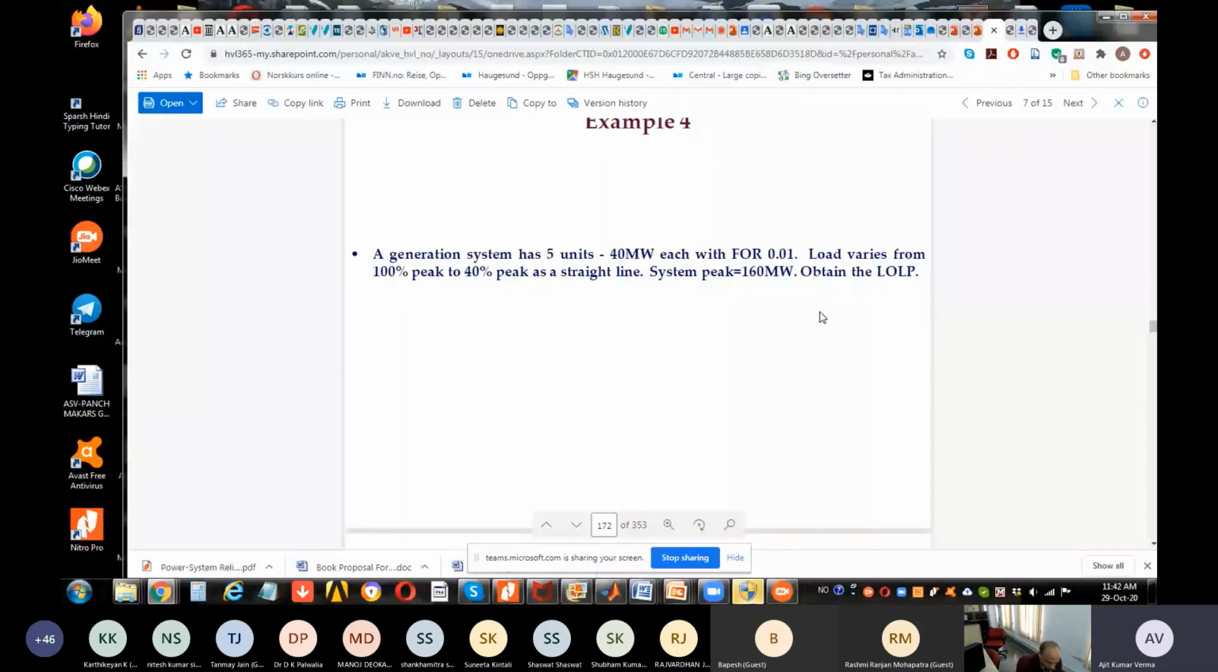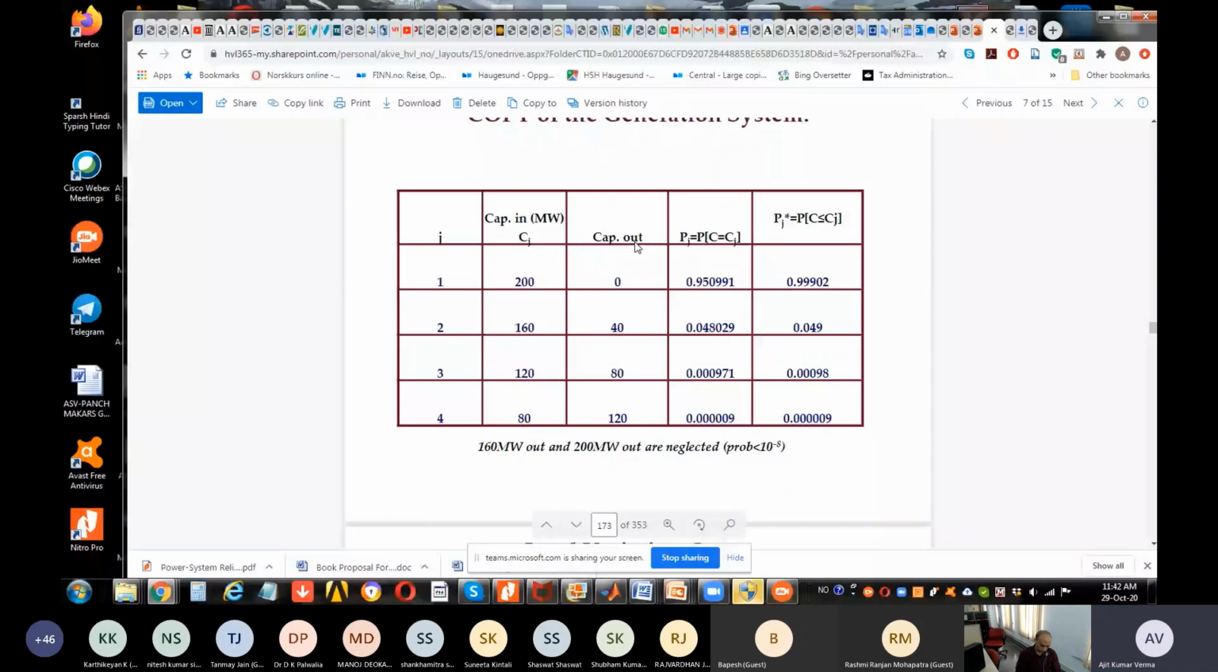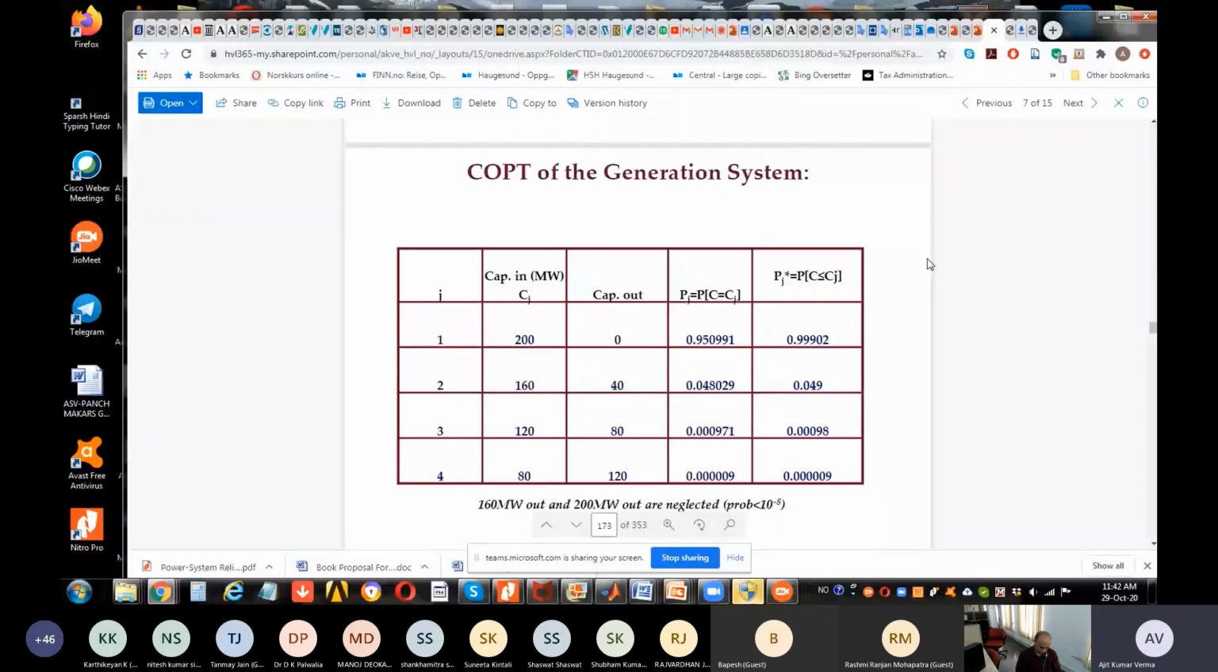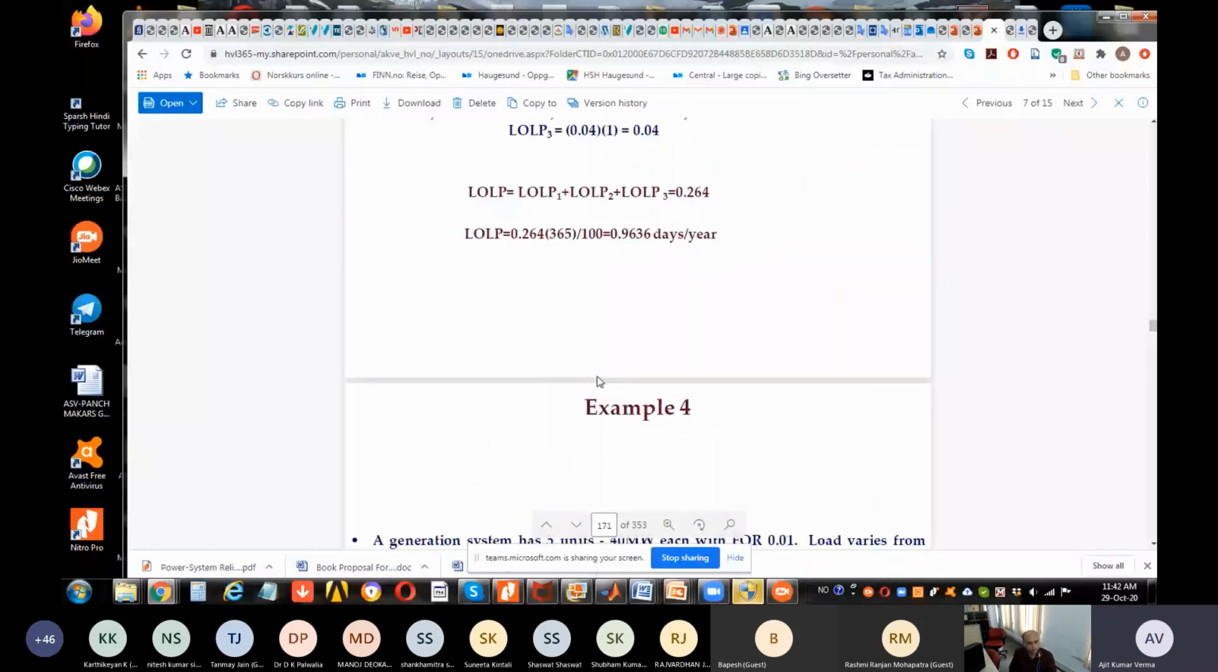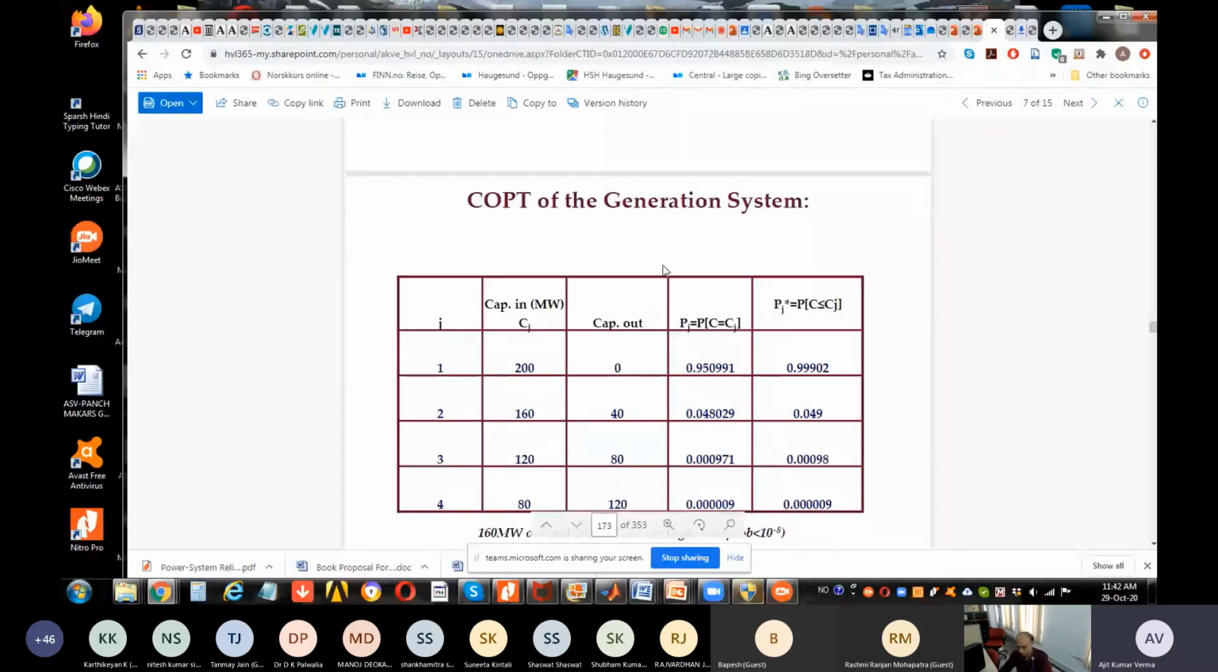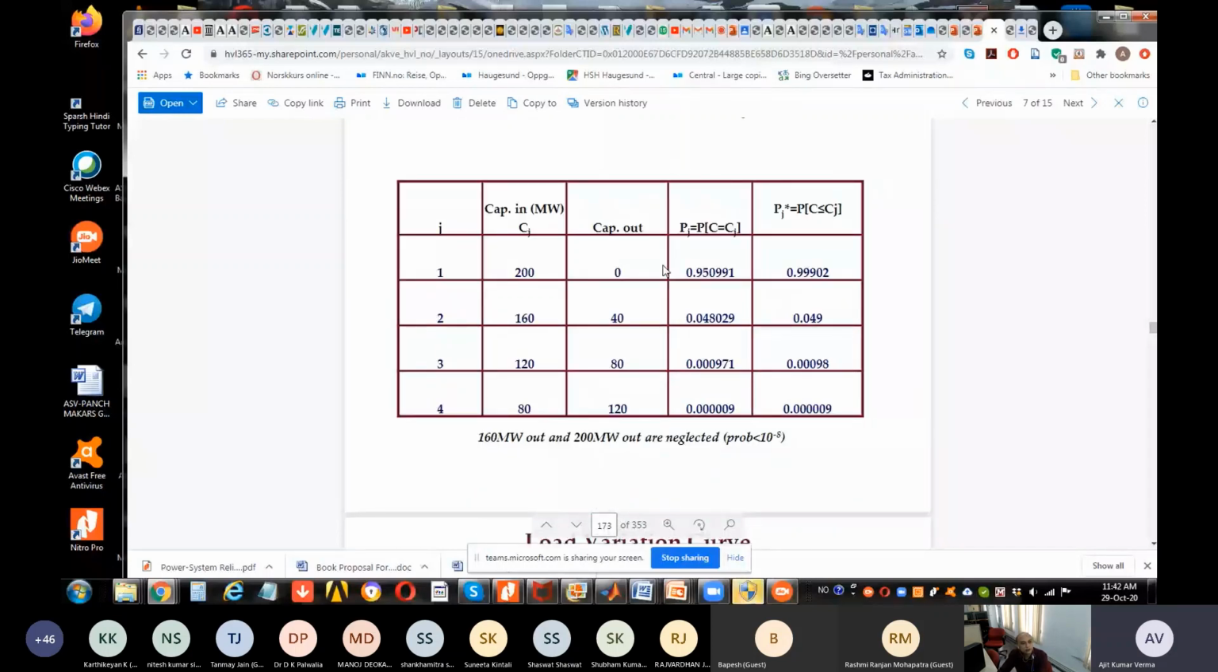So first, as in all examples, let's find out the COPT. Okay, so this is the COPT. How many generators are there? 5 generators are there, and 40 megawatt each. So you can, of course, begin with 0, 40, 80, 120, 160, and 200. I mean, the other situations can be there.